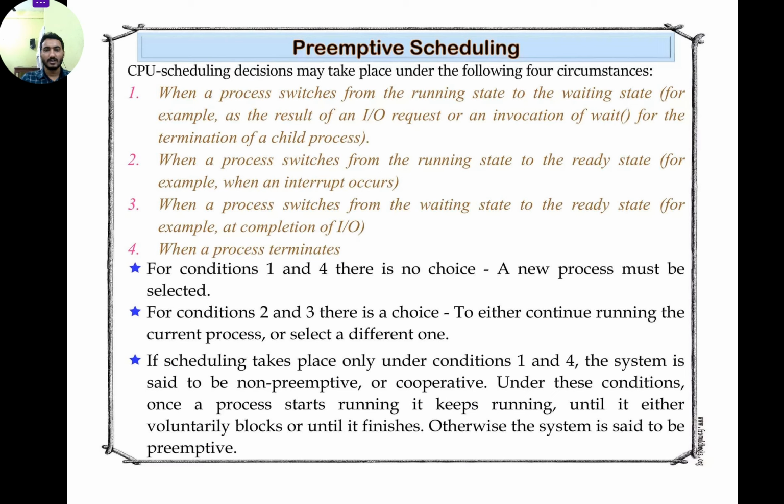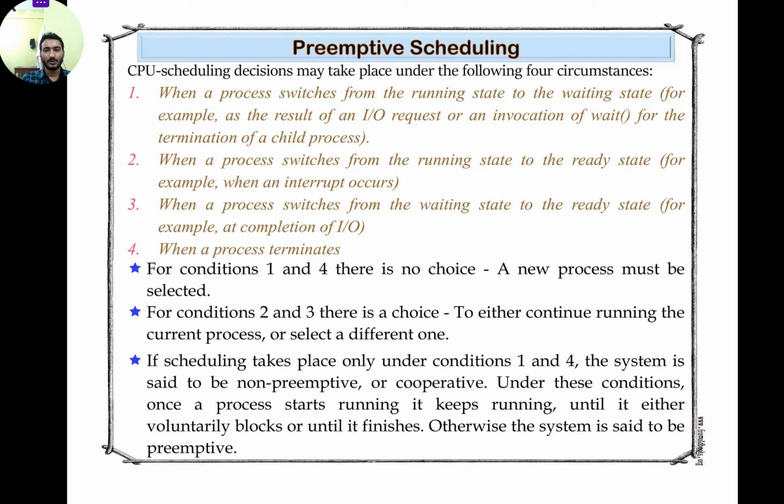For conditions 1 and 4, there is no choice. A new process must be selected because in case 1, if you see, an I/O request is there, so we have to choose one more process. And in case 4, the process is terminated, so anyway we have to choose the next process.